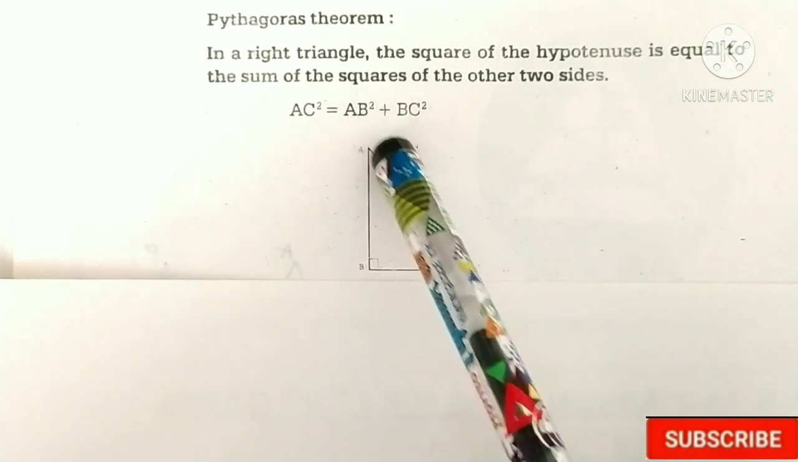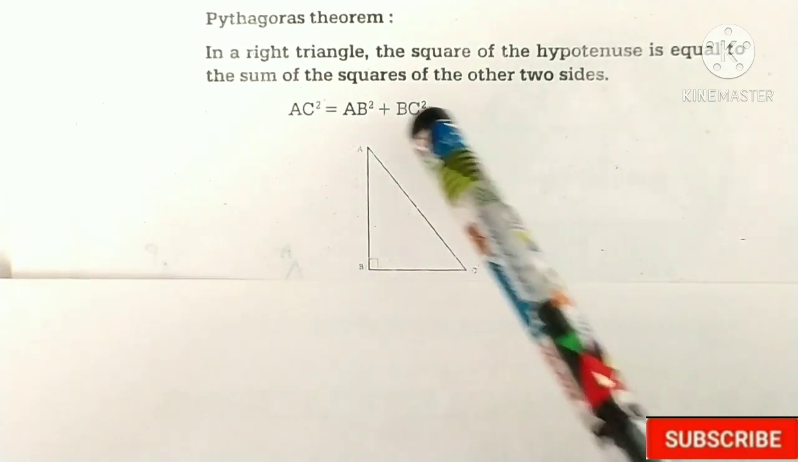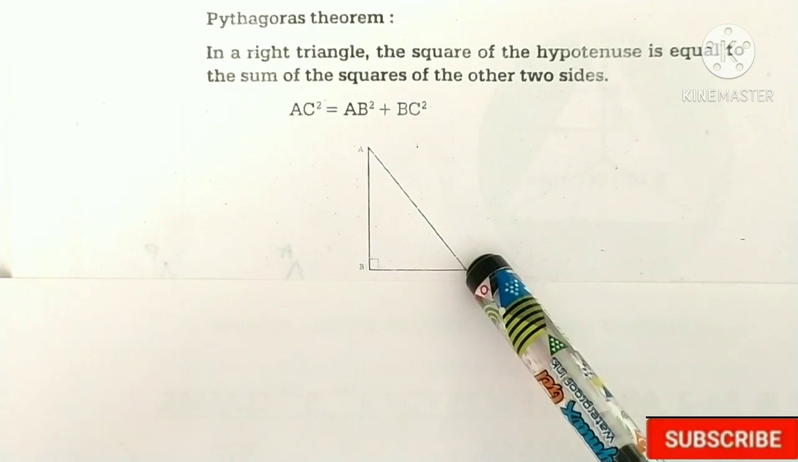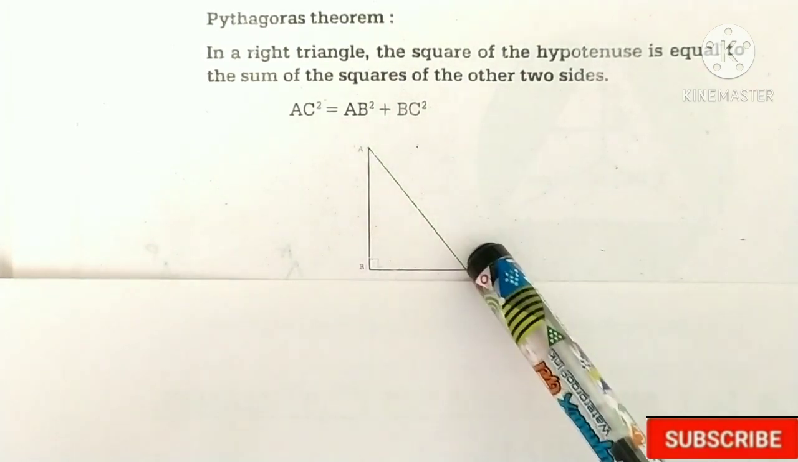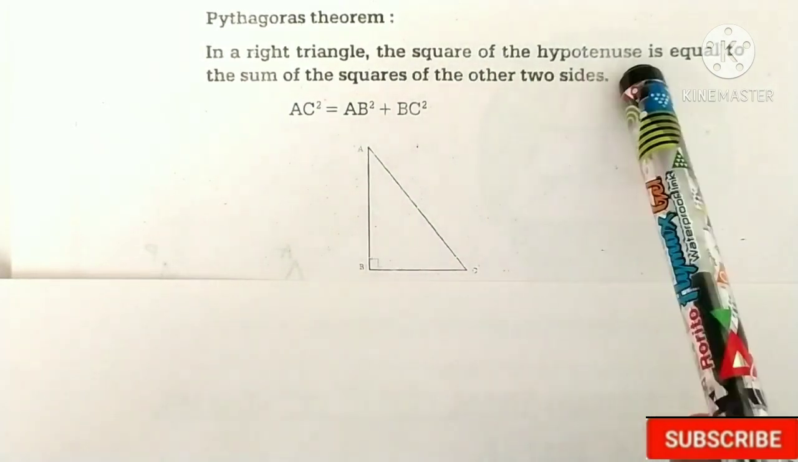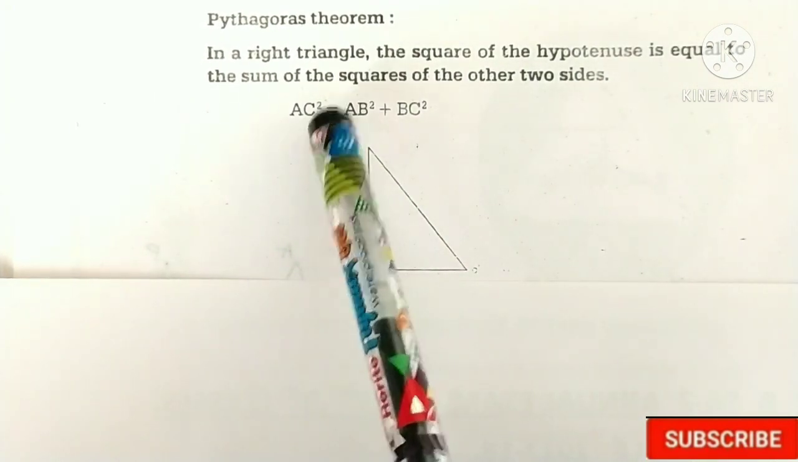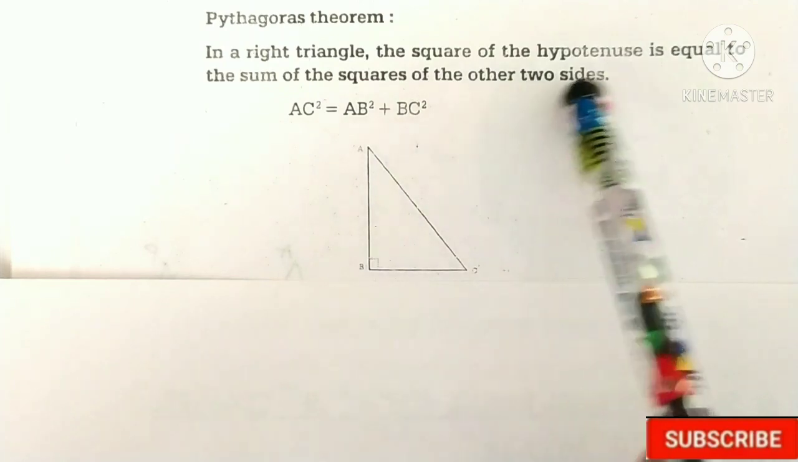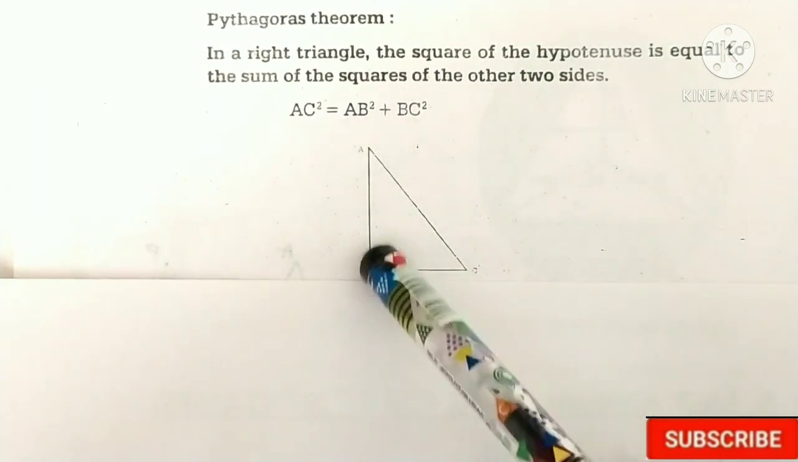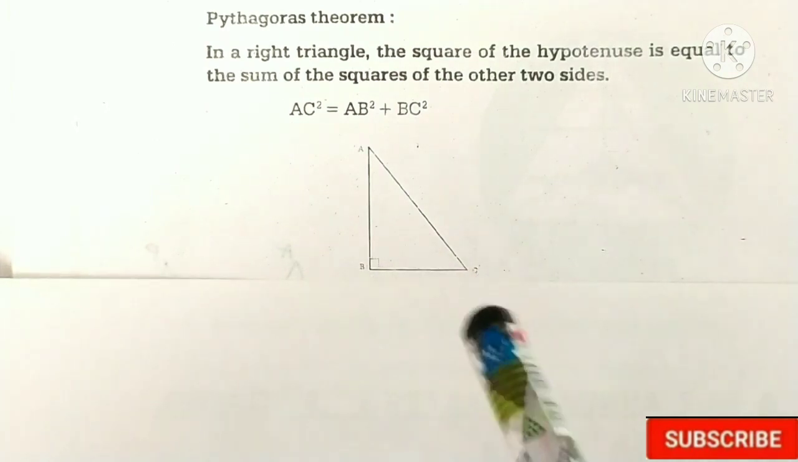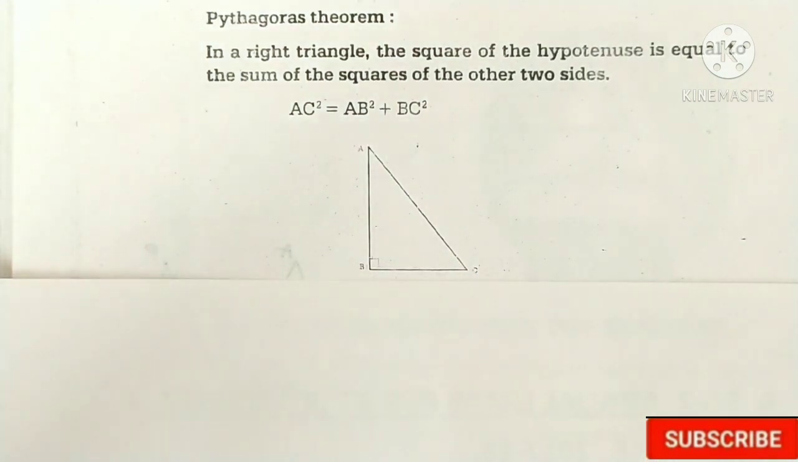That means here in this right angle triangle, AC is the hypotenuse. So the square of the hypotenuse, that is AC square, is equal to the sum of the squares of the other two sides, that means AB square plus BC square. So this is the Pythagoras theorem statement.